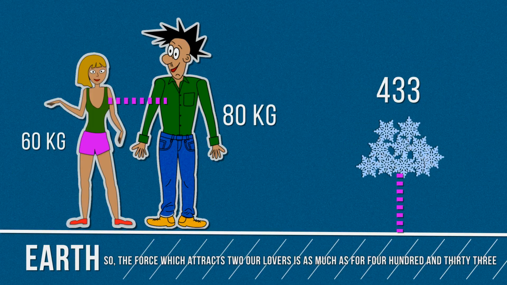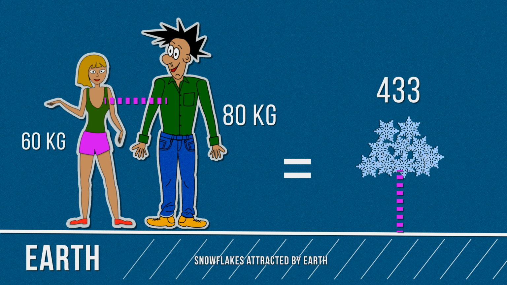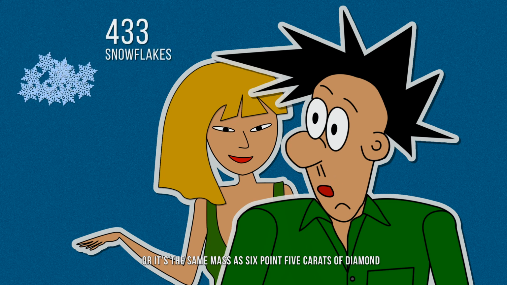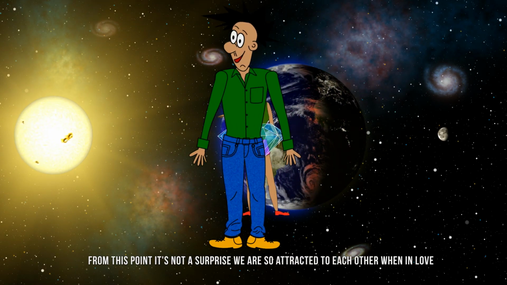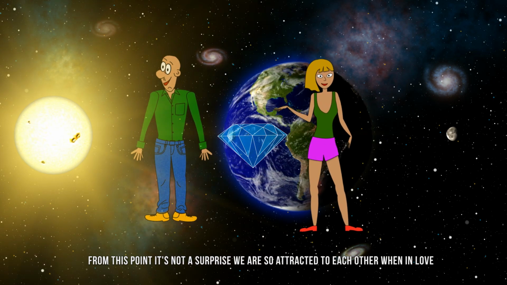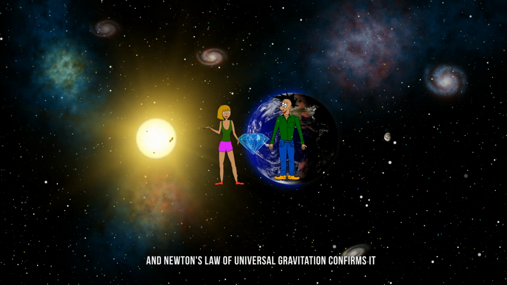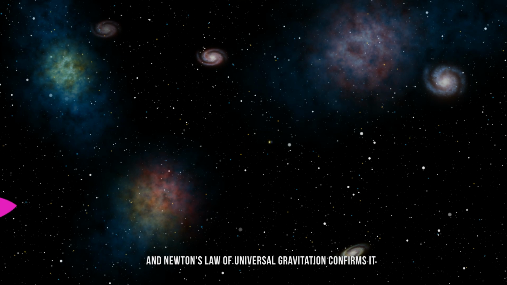So the force which attracts our lovers is the same as for 433 snowflakes attracted by Earth. Or it's the same mass as 6.5 carats of diamond, a nice expression for the sweet feelings humans have when in love. From this point it's not a surprise we are so attracted to each other when in love, and Newton's law of universal gravitation confirms it.